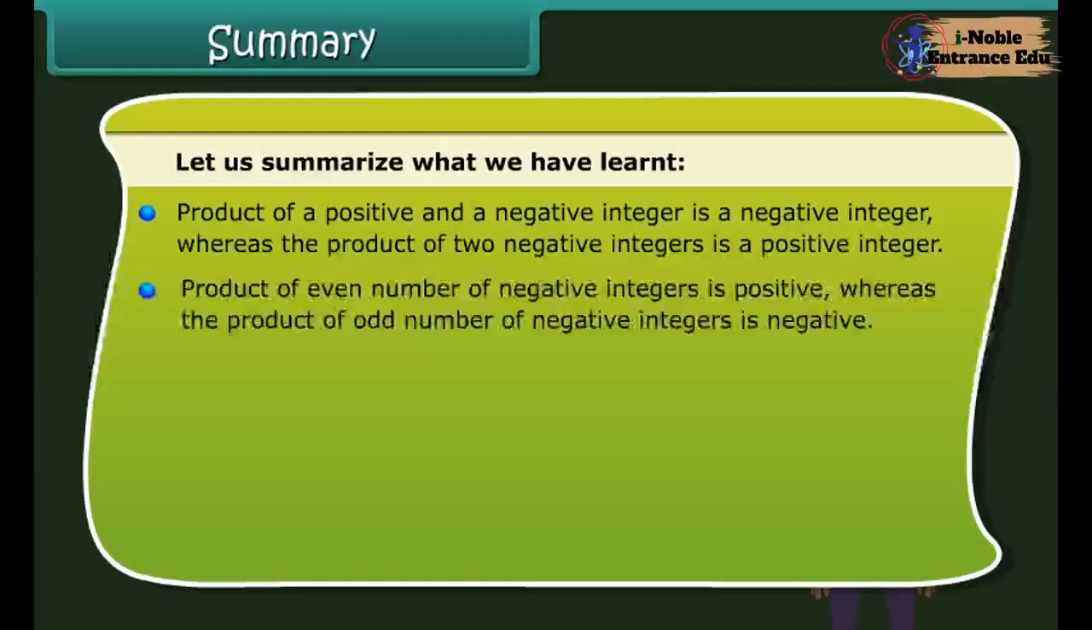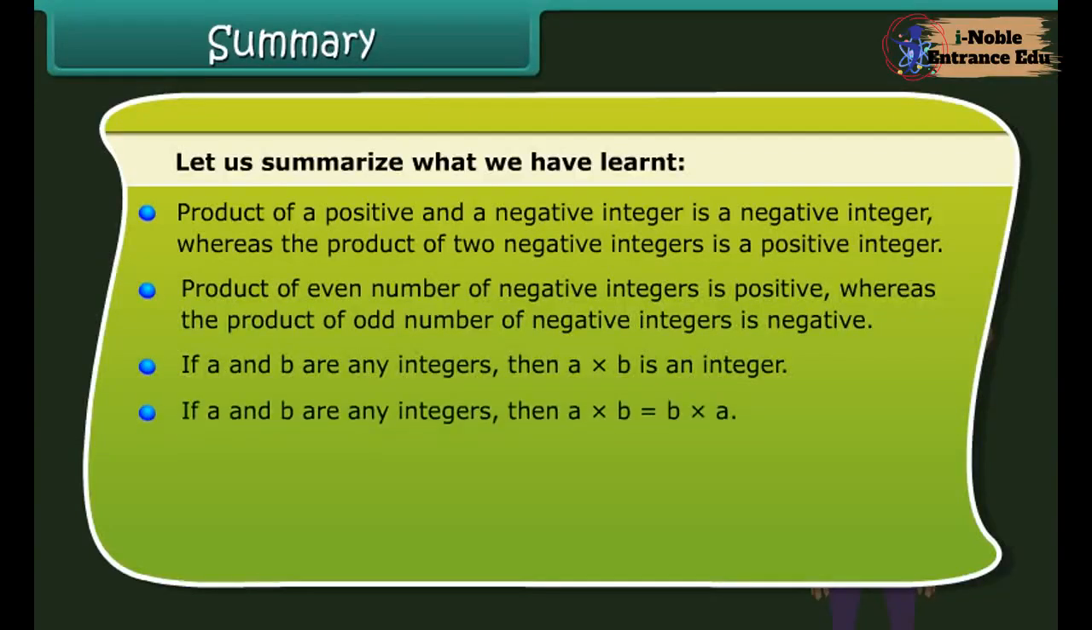Product of a positive and a negative integer is a negative integer, whereas the product of two negative integers is a positive integer. Product of an even number of negative integers is positive, whereas the product of an odd number of negative integers is negative.